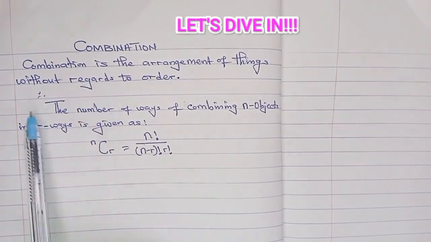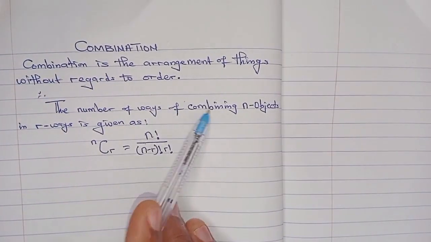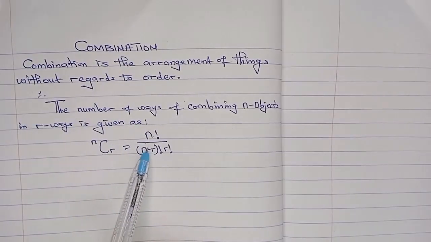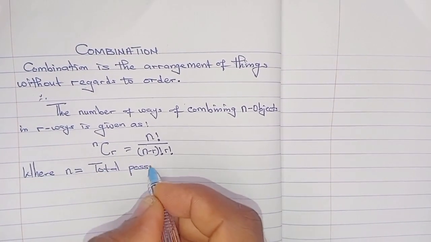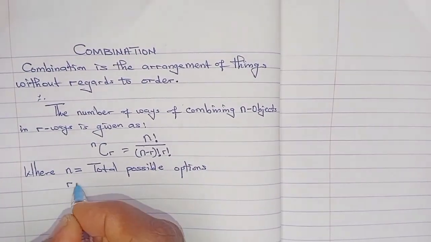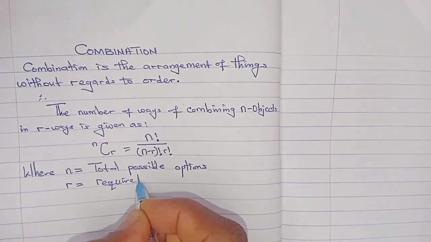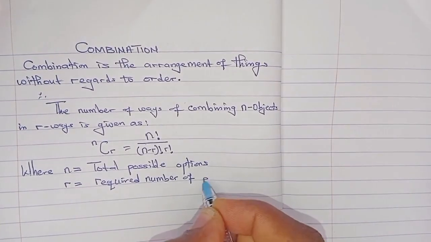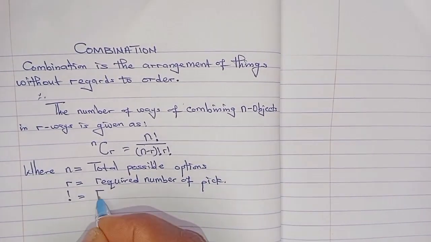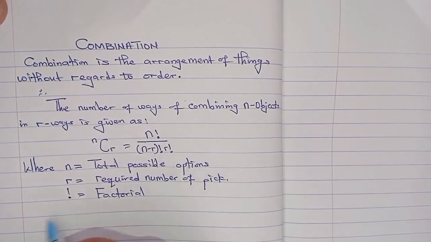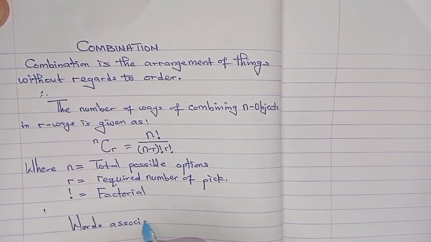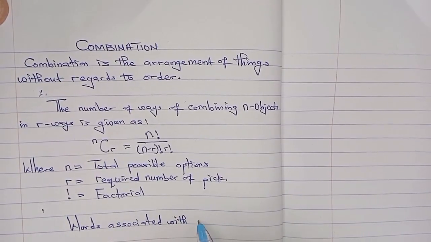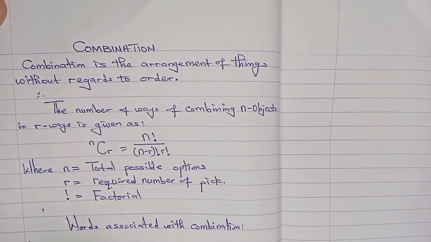Combination is the arrangement of things without regard to their order. The number of ways of combining n objects in r ways is given as nCr equals n factorial over (n minus r) factorial, where n is the total possible options, r is the required number of picks, and the symbol factorial represents multiplication from a particular number down to 1.